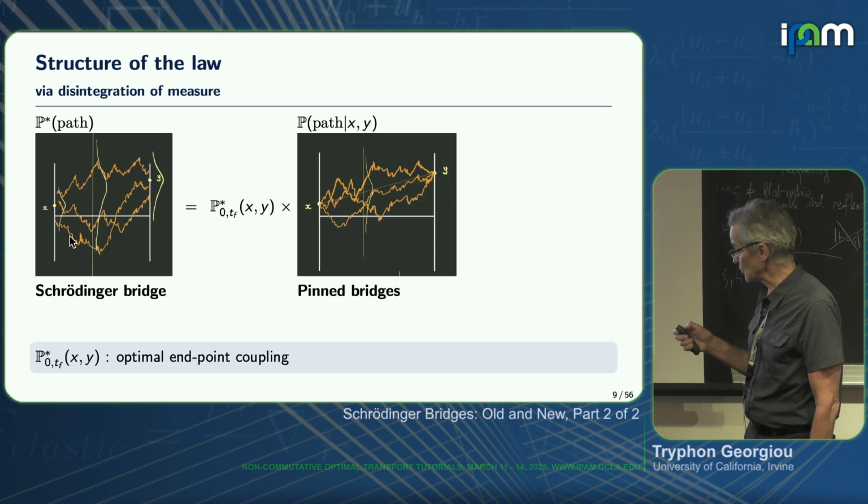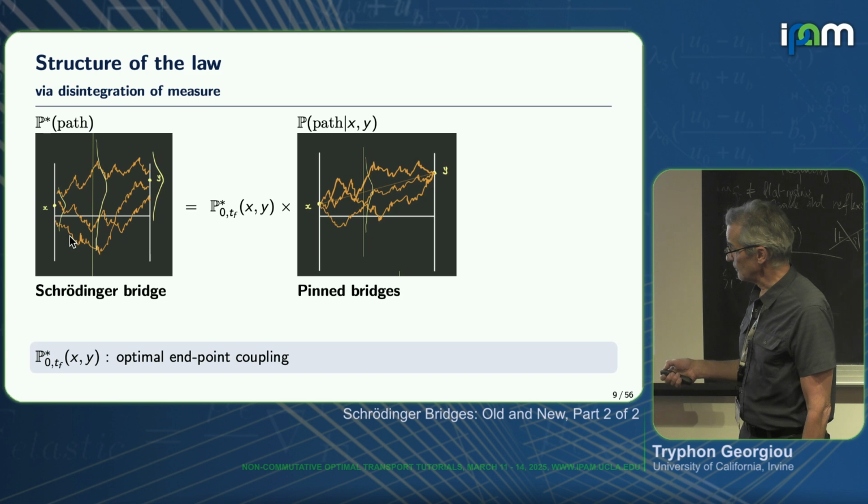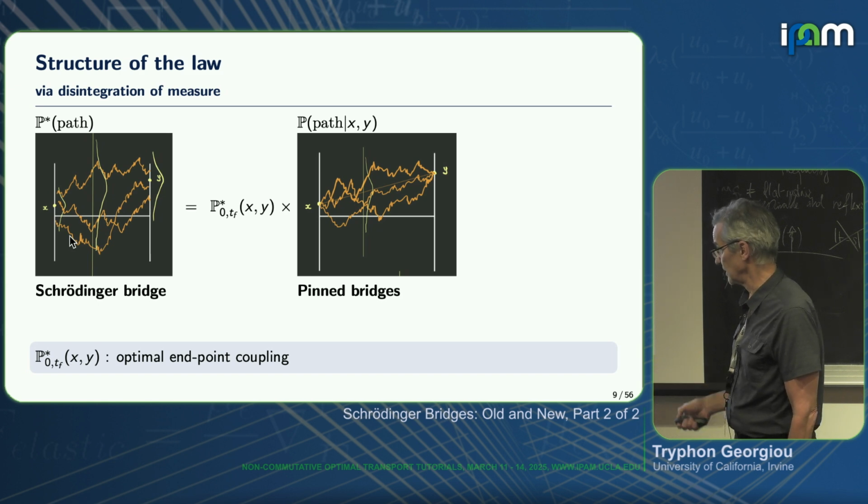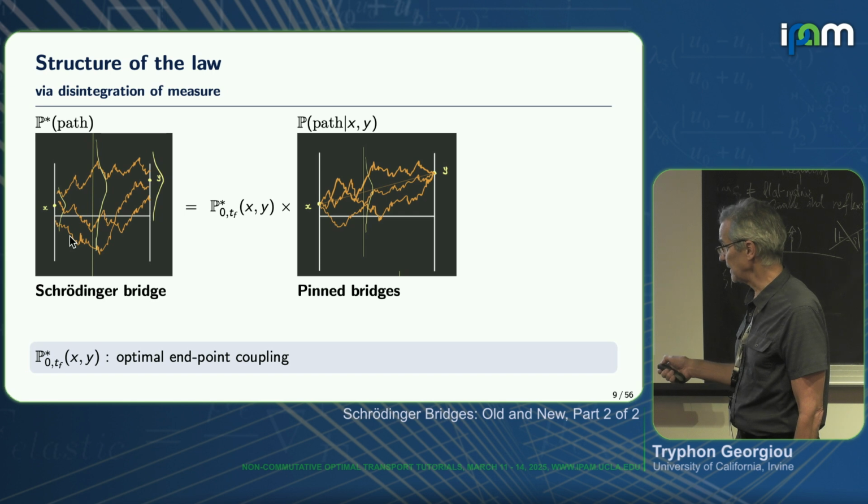So this is, again, the picture of the disintegration of measure. If you have the prior law on paths, the Schrödinger bridge matches the two marginals, so it's a soft conditioning. And it is the coupling and the bridges.